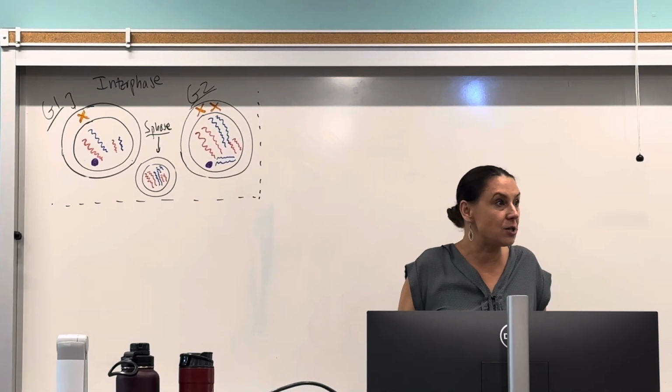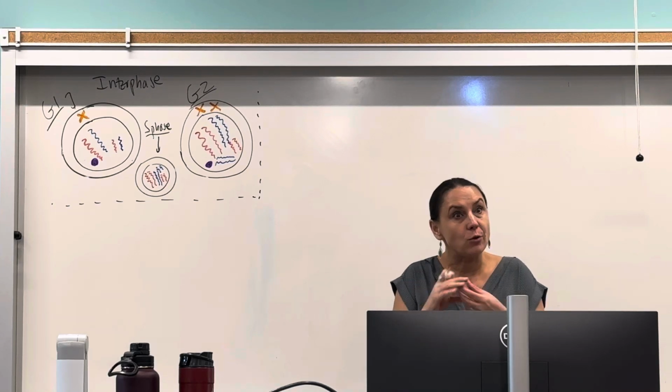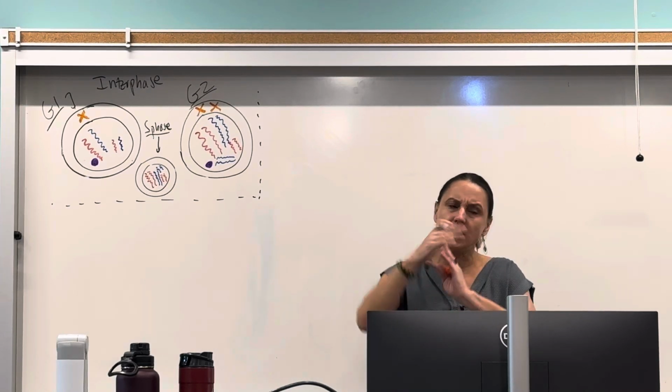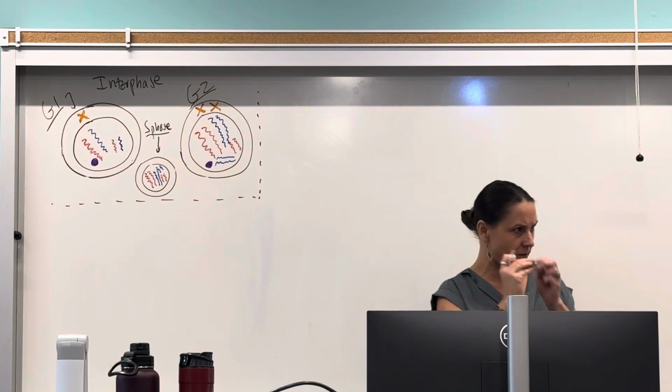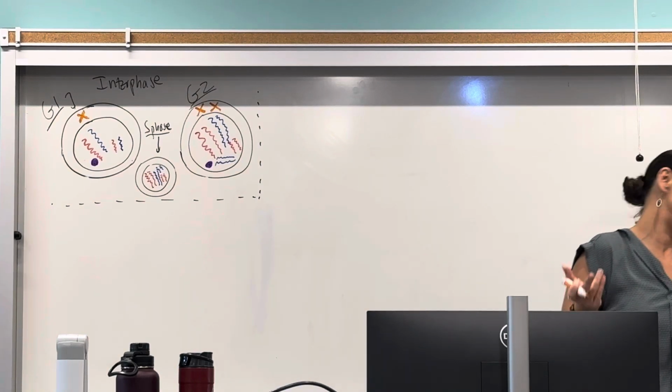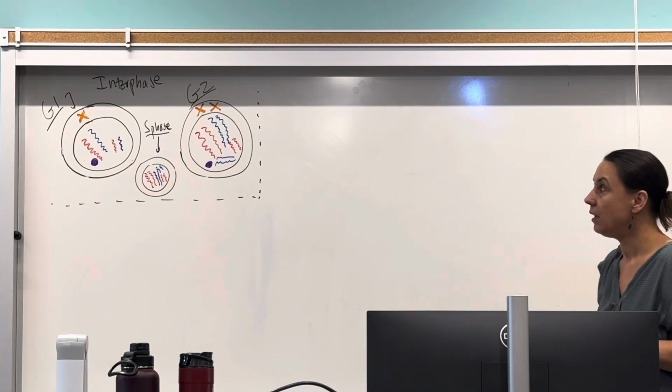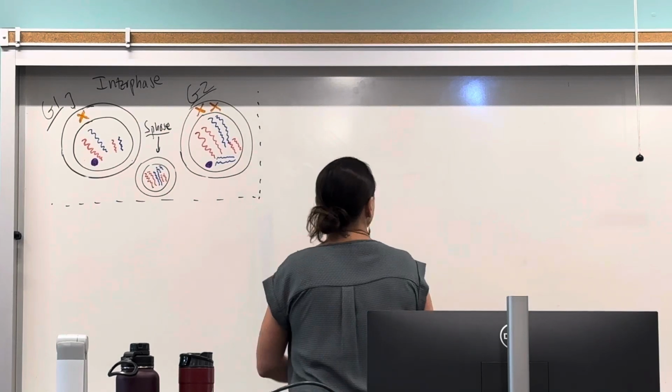And again, what are these centrioles made up of? Microtubules attached to one another in a very, very specific, patterned fashion. And there's 27 of them. Okay, so now let's talk about mitosis.